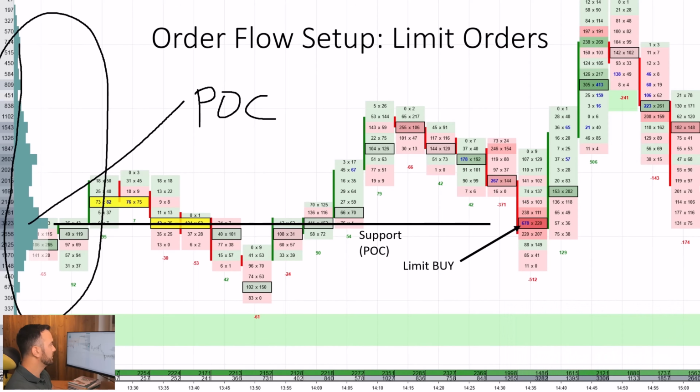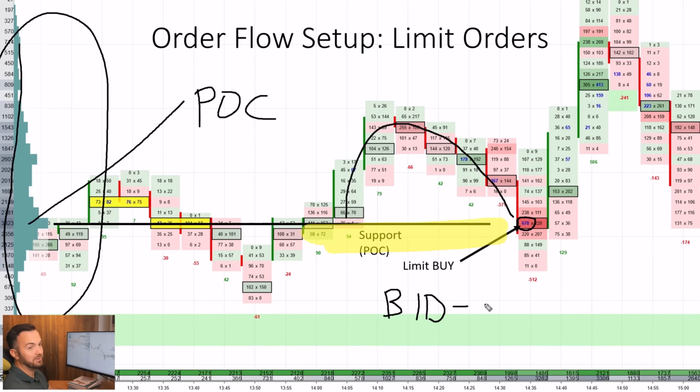So potentially this level was a support. If you don't want to trade this blindly, you'll want to see confirmation on order flow. So price goes away from the point of control, makes a pullback to it, and as it hits the point of control, 678 contracts show up at bid.